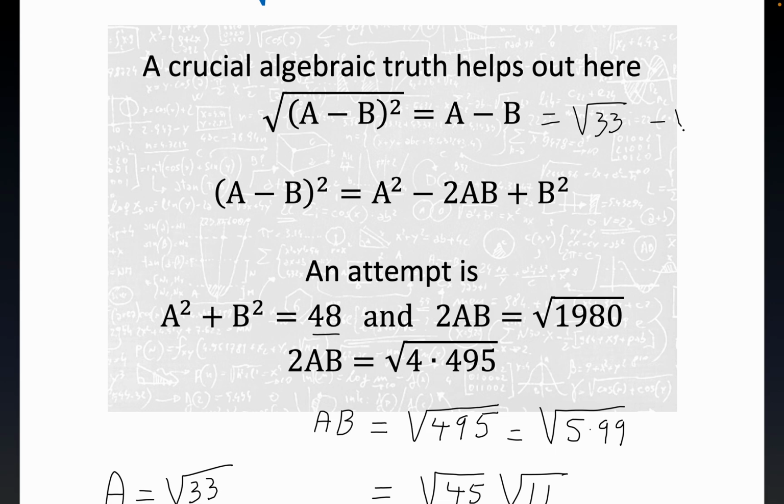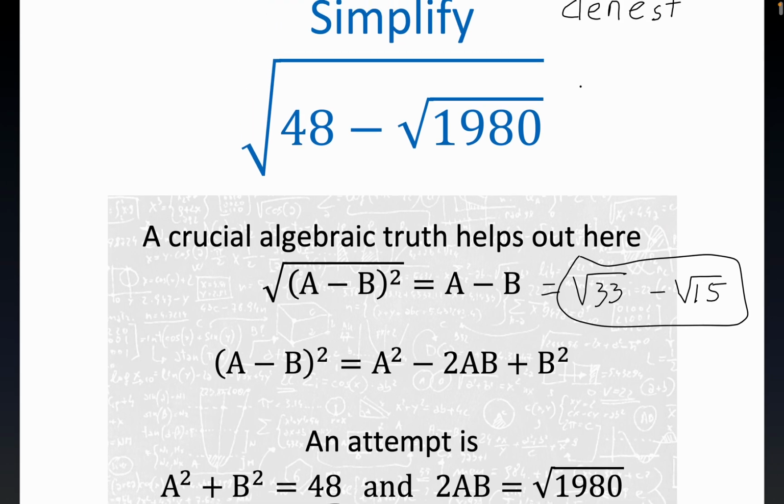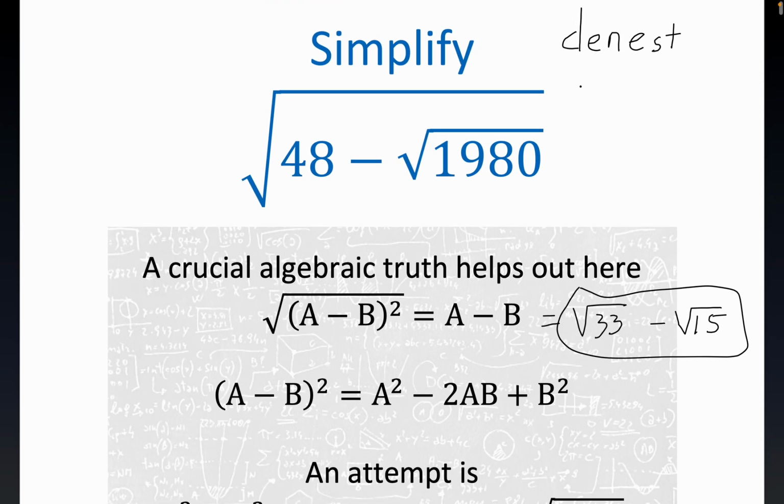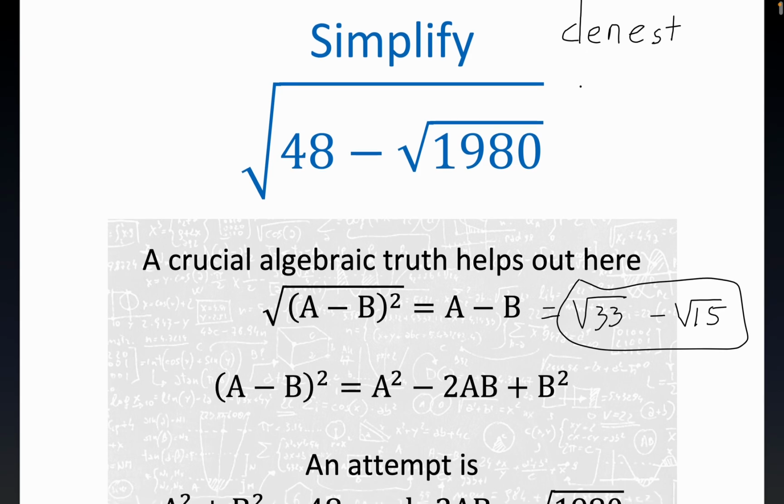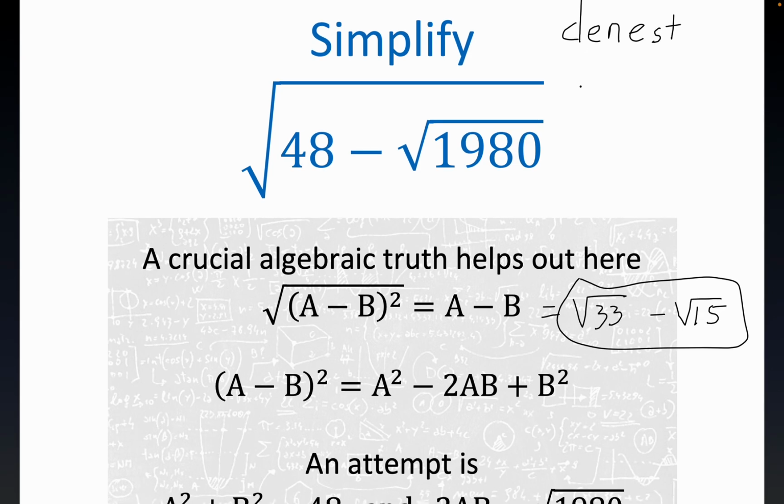So you may say, did we really denest? Well, I think the definition of denesting is just don't have a radical inside a radical. Okay, so this is our answer. All right, back up here, there's our original problem, and we denested it. We simplified it, and notice that this is a believable answer here because 48 is a little bit bigger.